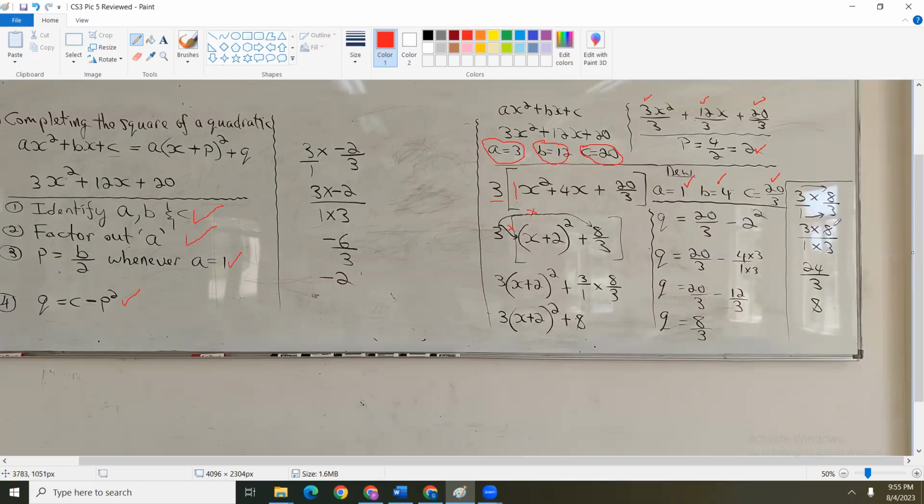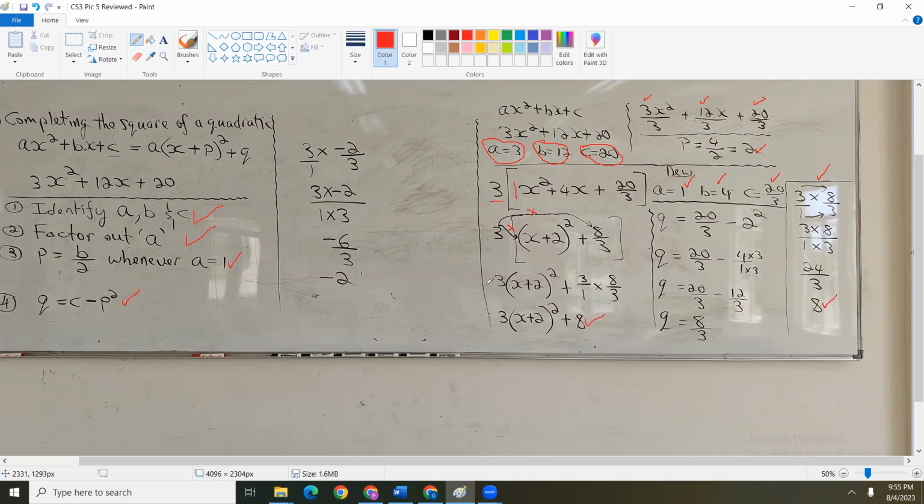Fraction times fraction. When you're multiplying fractions, it's numerator by numerator, denominator by denominator. So we have 3 times 8 is 24, 1 times 3 is 3, 24 over 3. 24 divided by 3 is 8. So the value of Q will give us 8. 3 over 1 times 8 over 3 will give us 8. So that is our completed square.